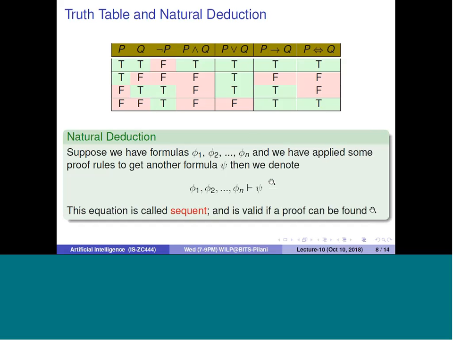This sequent is valid if I have a proof, because my assumption is that I find psi using some proof rules. So if I have some proof rules, then I'm done. Otherwise, I have failed.